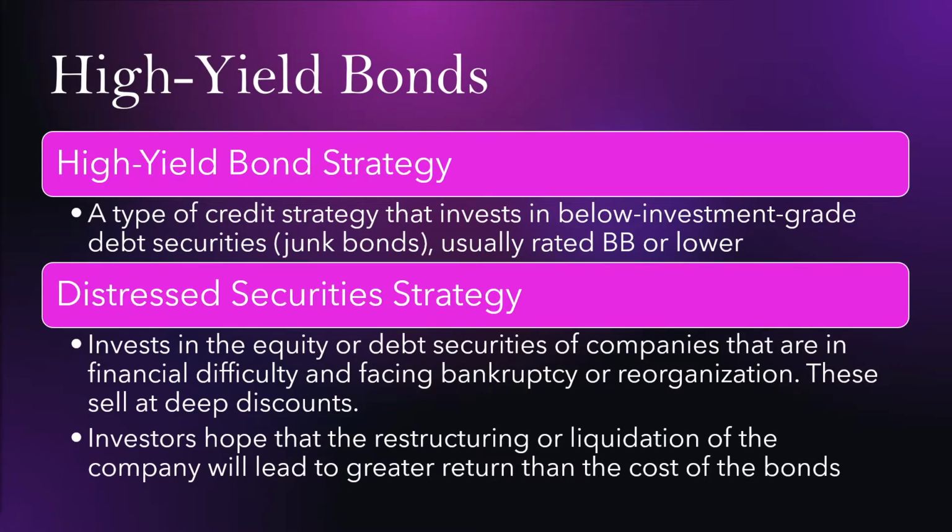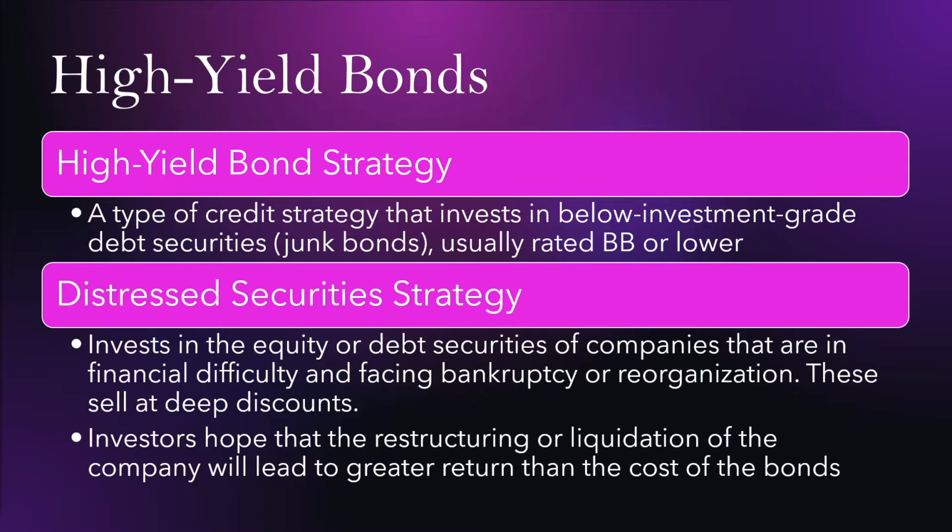Now, in terms of high yield bonds, there is a high yield bond strategy. And basically high yield bonds are a type of credit strategy that invests in below investment grade debt securities. So high yield bonds or junk bonds are usually rated BB or lower. And you do have the distressed securities strategy.